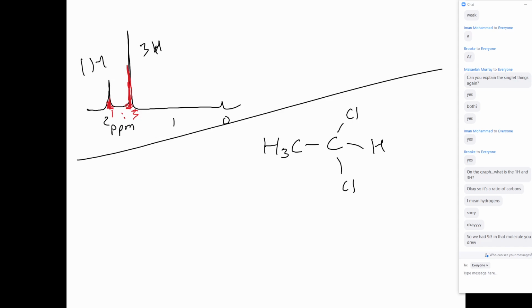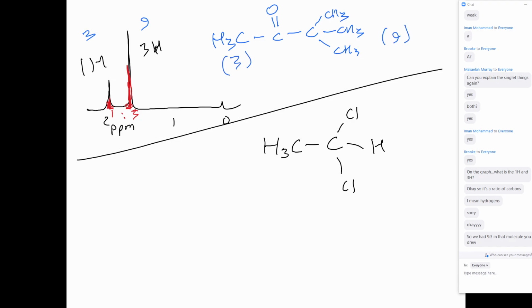So let's say we have this compound. Yeah, it was actually 3 to 9, exactly. 3 to 9 because it was a 3 connected to a carbonyl, connected to 9 equivalent, meaning all 3 of these are interchangeable as the same. So really it was a 3 to 9 ratio.